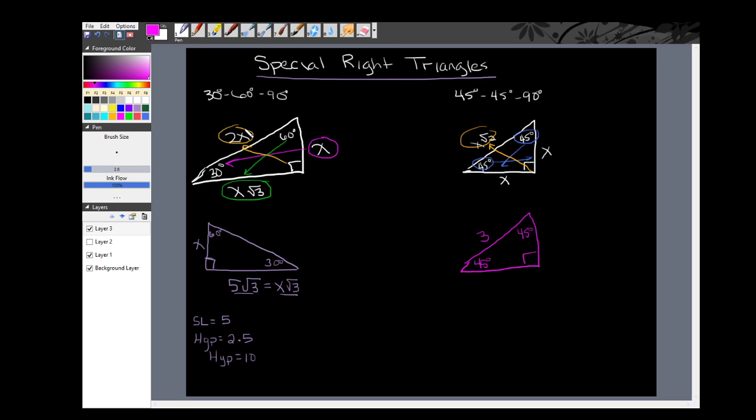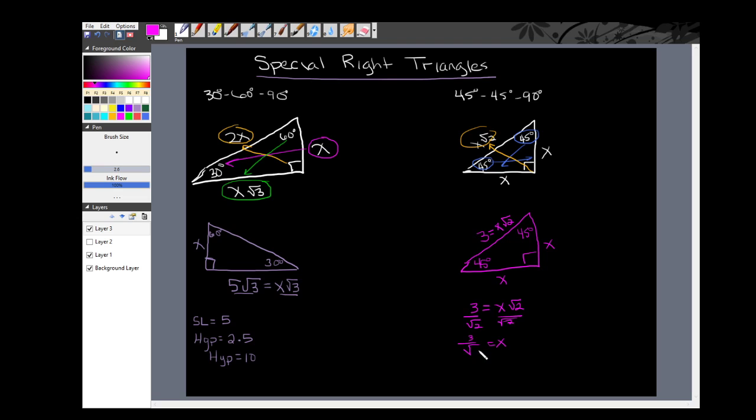And then on to this hot pink example. On this hot pink one, they've given us our hypotenuse. They've told us that x times the square root of 2 is equal to 3. So now for these legs, we need to actually solve for x. I created an equation there that I'm going to use to solve. This x is being multiplied by the square root of 2. So in order to solve for it, I'm going to divide both sides of my equation by the square root of 2.